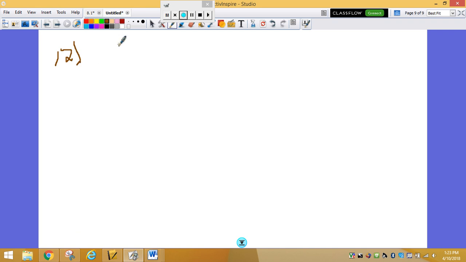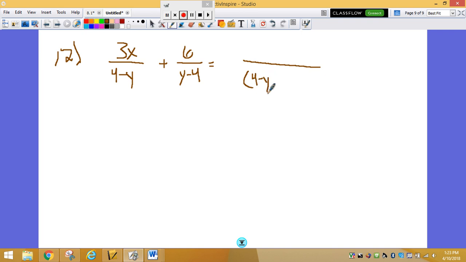Write this down, 3x over 4 minus y plus 6 over y minus 4. So they're close, but they're not exactly the same. So my LCM is going to be 4 minus y. That's one of them. And the other one's going to be y minus 4.